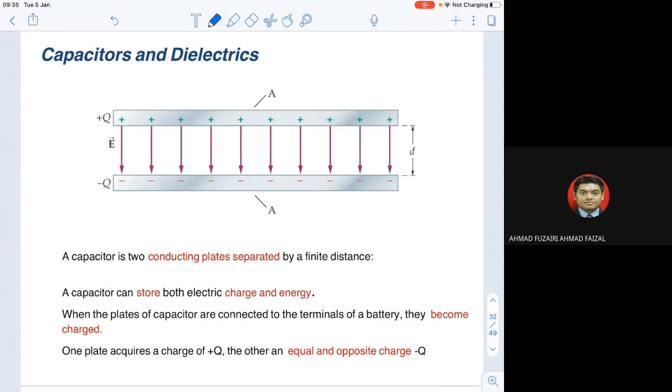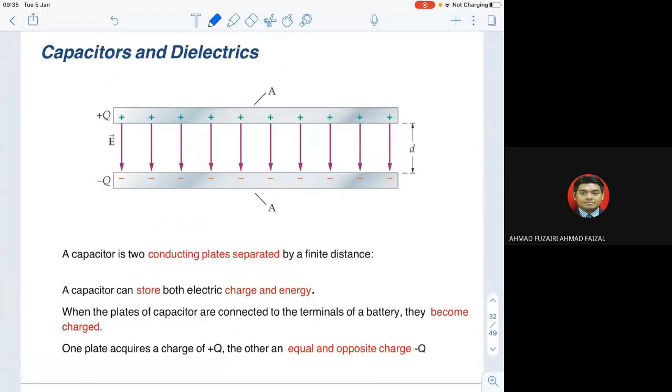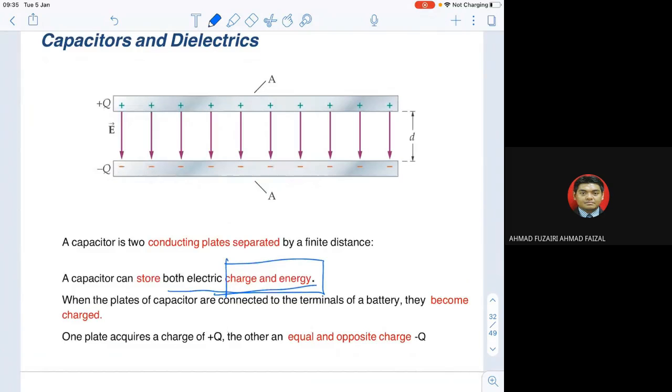We use a lot of parallel plate capacitor applications when we discuss electric potential energy. A capacitor is two conducting plates separated by a finite distance. A capacitor can store both electric charge and energy. Remember, it's not only storing charge, it's also storing energy. When the plates of the capacitor are connected to the terminals of a battery, they become charged.